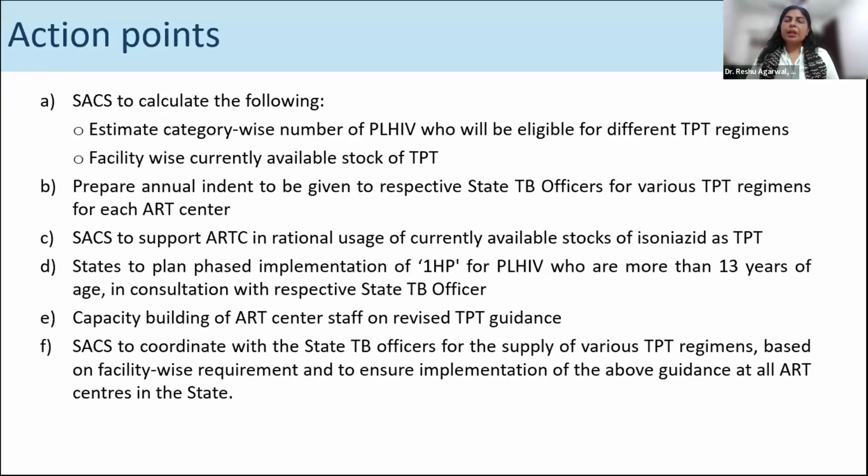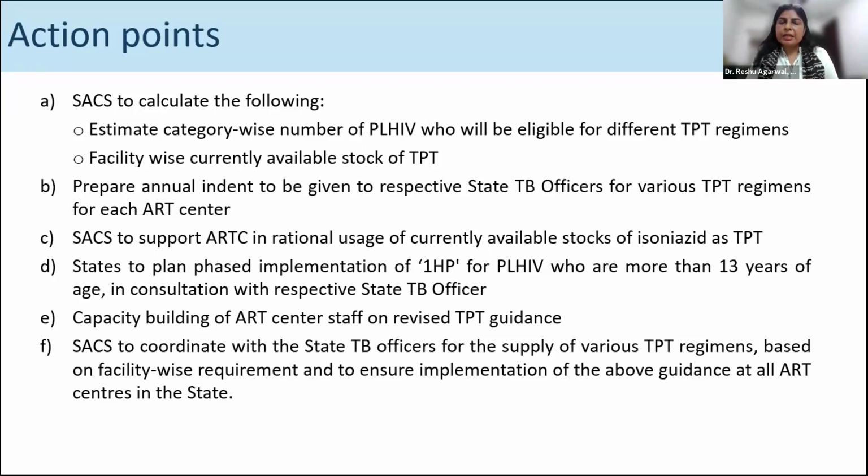So if you are starting somebody on 6 months of INH, please keep the 6 months stock in reserve for that patient, and don't start too many patients. If you have stock for 100 patients, you start only 100 patients, not 200 patients, and give them drugs for 3 months. So this is very critical.